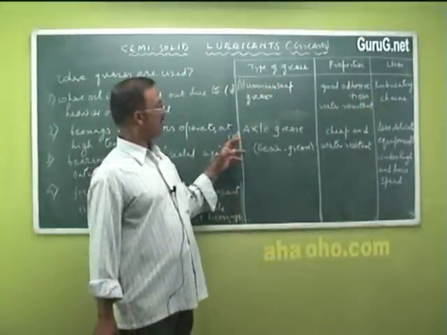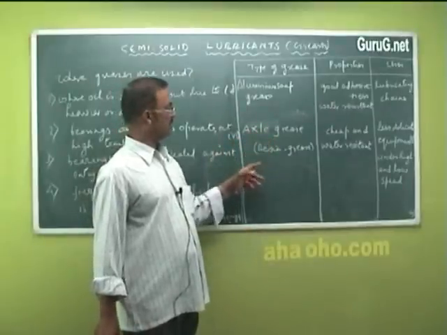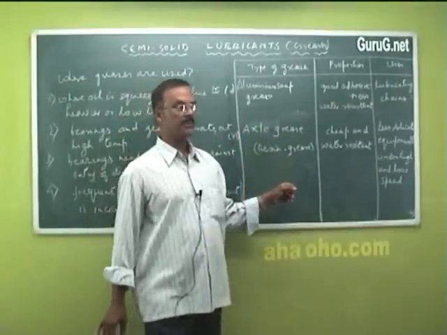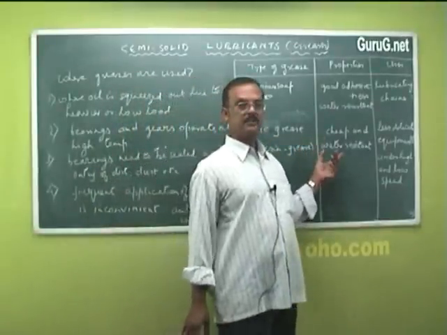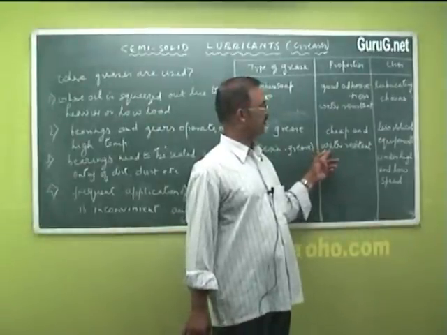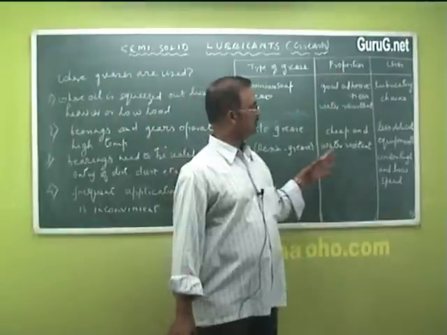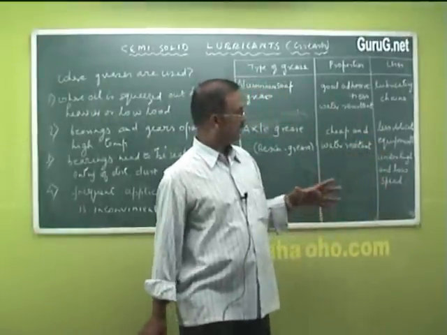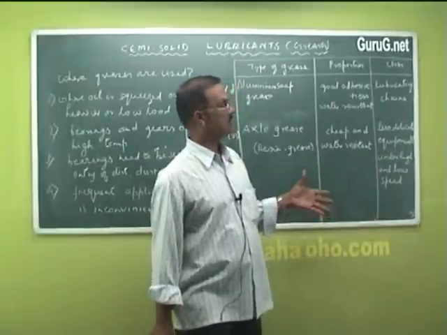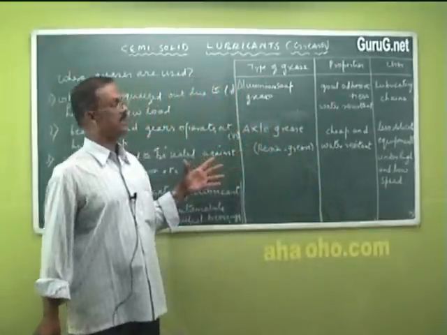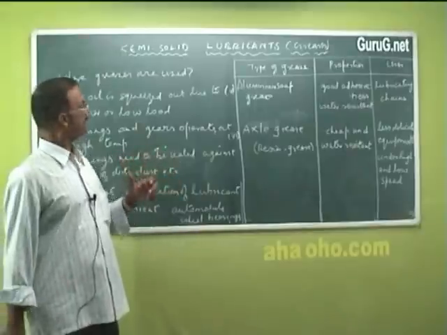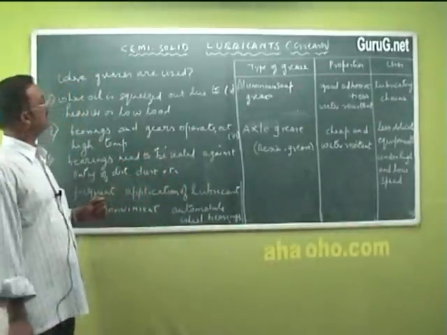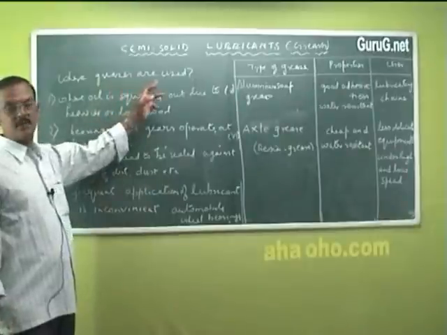The next class of grease is axle grease, also known as resin grease. This is very cheap and it has a very high resistance to water, and therefore it is used in less delicate equipment under high and low speed. So these are the 6 classes of greases. Next we'll see the situations where greases are used.